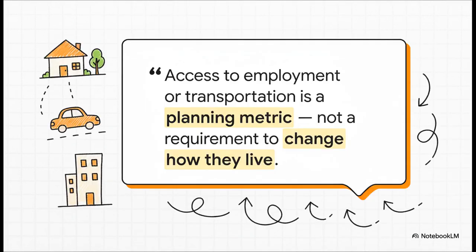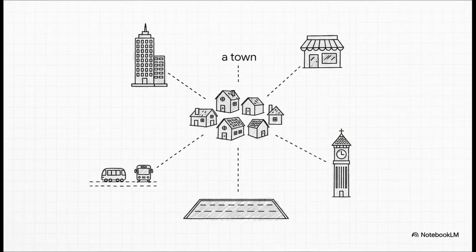Now, that last point, access to jobs and transportation, can make people a little nervous. So it's really important to get what the law means here. It's just a planning metric. It is not a requirement for people to change how they live. It's not telling anyone to sell their car or change their commute. So what does access actually mean in this context?